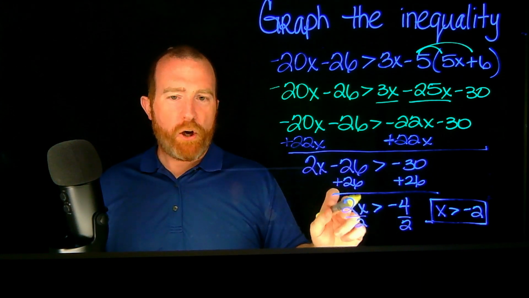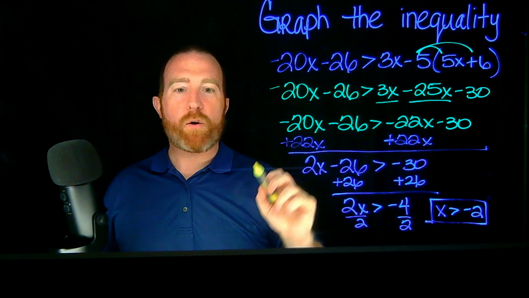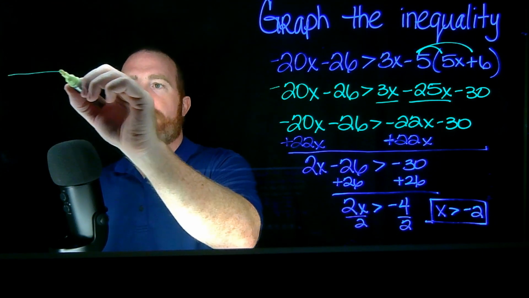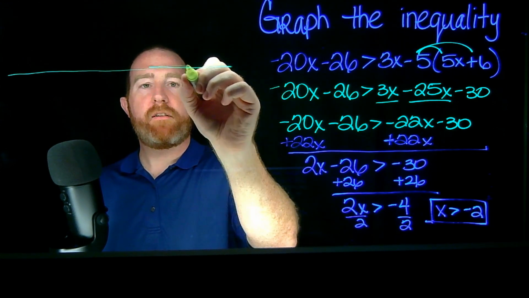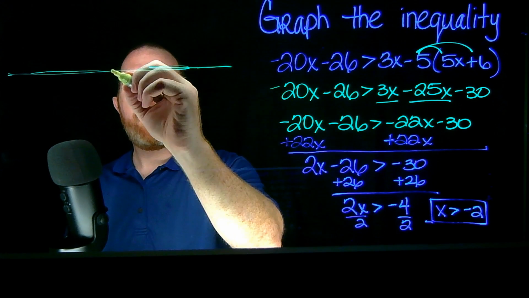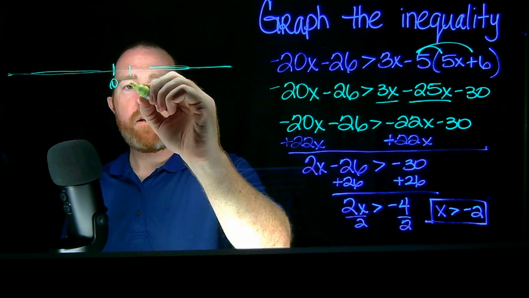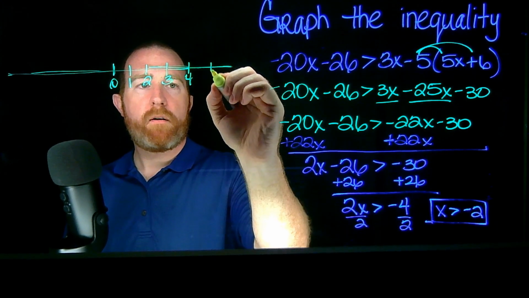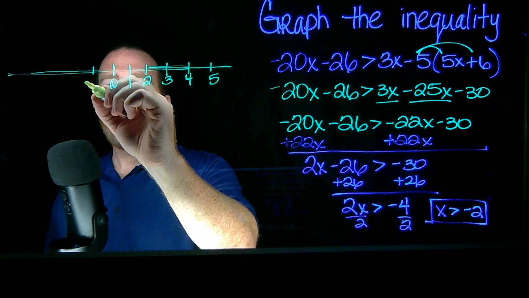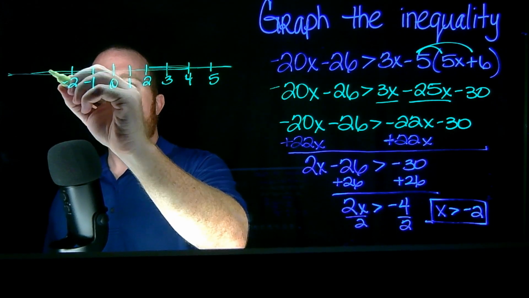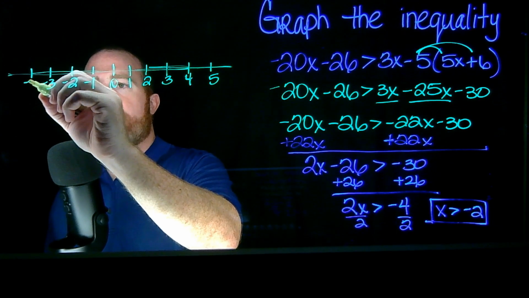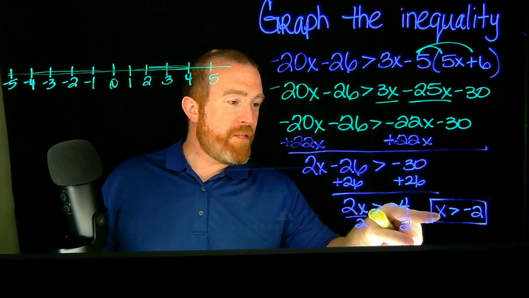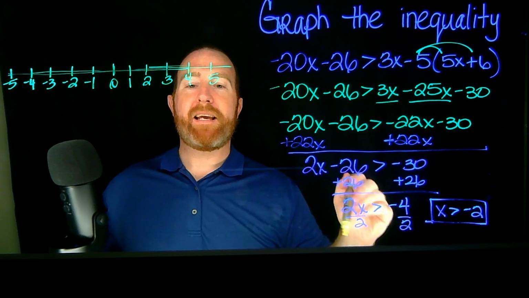So in order to show this, what we do when we graph inequalities is typically we graph them on a number line. So let's draw one of those here. We're going to do a line like this. And let's make this 0. Here we have 1, 2, 3, 4, 5. And we'll go the other way. -1, -2, -3, -4, -5.